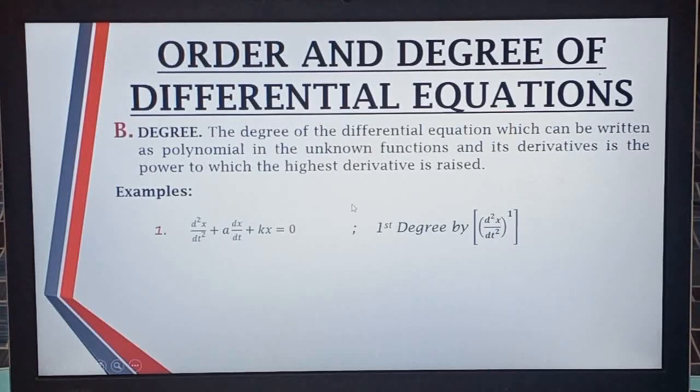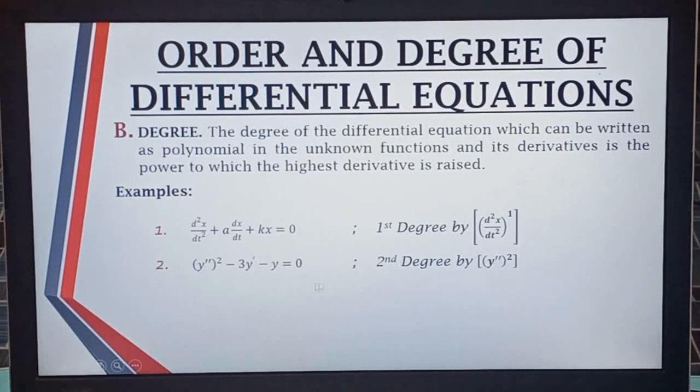So the first example is the one from earlier. You have the second derivative of x with respect to t plus a multiplied to the first derivative of x with respect to t plus kx equals 0. Earlier, this is second order because of the second derivative. So we identified that this is your order. The degree should come from it. So you have the second order, and then where it is raised, since there is no raise here, it is automatically raised to 1. So 1 stands for the first degree.